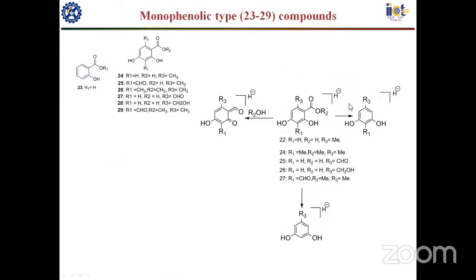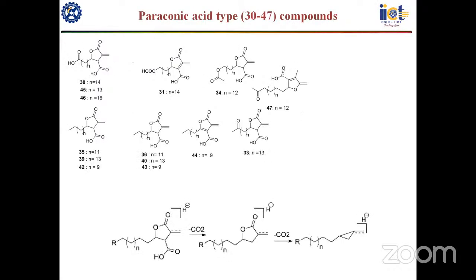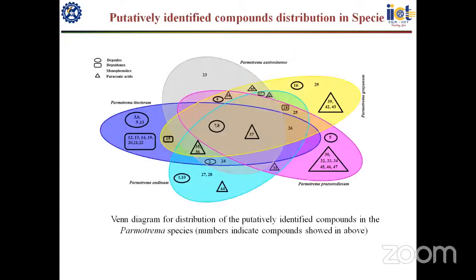So similarly, the monophenolic compounds were also identified. This is a fragmentation pathway we proposed based on the fragmentation peaks observed in the mass spectra, and paraconic acids also observed in the plants, in the lichens, and the fragmentation pathway is also proposed here. So finally, we concluded by using the Venn diagram the distribution of the compounds in the 5 species.